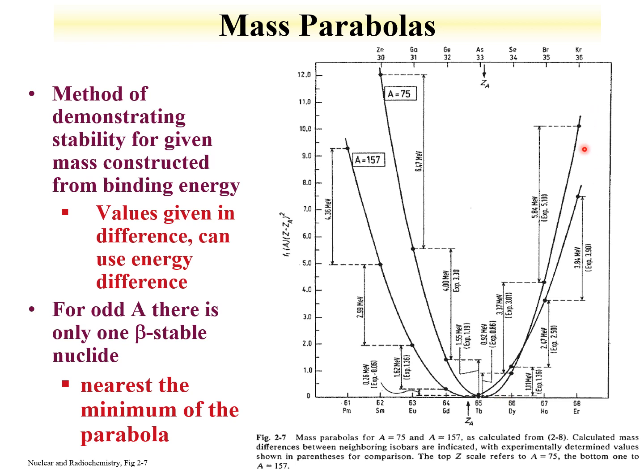If we go to the 157, we're looking at the lanthanides, we see similar trends. So what this shows is it's a way of plotting the energy from one isotope to another. It also clearly identifies those stable isotopes. Those are at the bottom of the mass parabola. And for odd A isotopes, there's only one beta stable. And for even A isotopes, sometimes there'll be multiple beta stable isotopes.